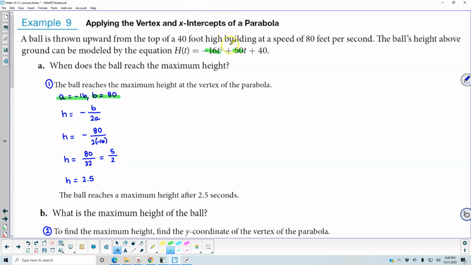Now, since we want to find the exact height, we're not going to leave it as a fraction since it's an application. So we're going to take 5/2 and rewrite that as a decimal where h is equal to 2.5. So the ball reaches a maximum height after 2.5 seconds.